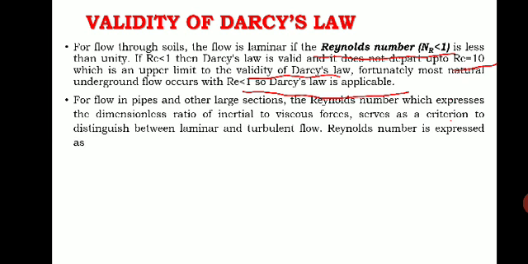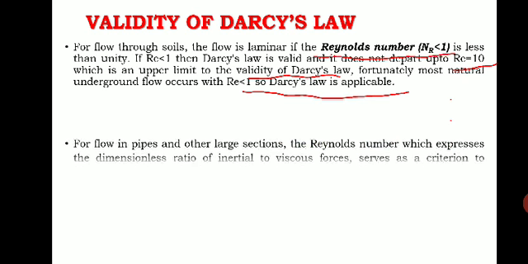So for the flow in pipes and other large sections, the Reynolds number expresses the dimensionless ratio of inertial to viscous forces, which serves as a criterion to distinguish between the laminar and the turbulent flow. So what this Reynolds number does is express the dimensionless ratio of inertial to viscous forces, serving as a criterion to distinguish the laminar flow and the turbulent flow.